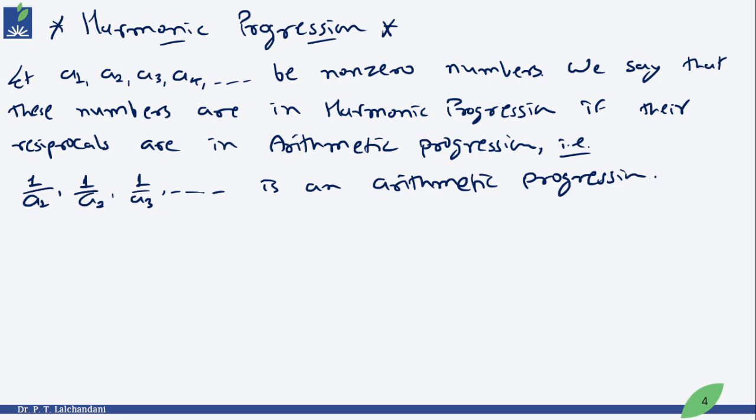So what does the definition say? Suppose we are having numbers A1, A2, A3, A4 and so on, and these are non-zero numbers, right? We say that these numbers are in harmonic progression if their reciprocals, that means 1 upon A1, 1 upon A2, 1 upon A3, 1 upon A4, are in arithmetic progression. That means the distance between 1 upon 2 and 1 upon 1, between 1 upon 3 and 1 upon 2, 1 upon 4 and 1 upon 3 and so on are equal.